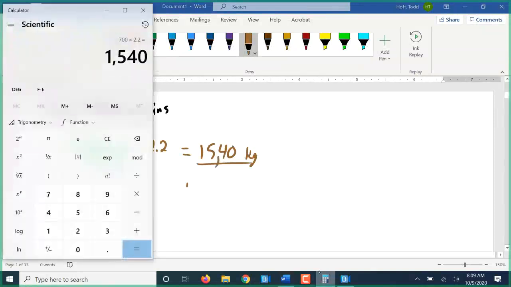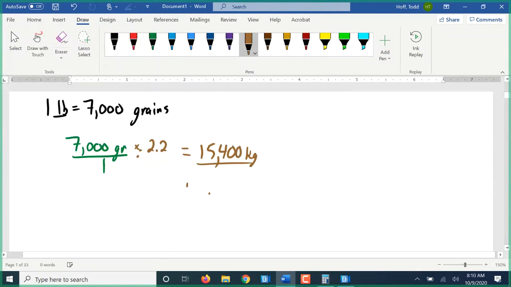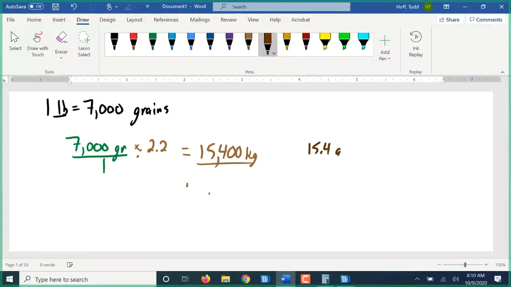7,000 times 2.2 is 15,400. Okay, let me try that again. I'm not getting my buttons to work. There we go, 15,400 grains in 1 kilogram. So if we shift that decimal point over to make that grams, there's actually 15.4 grains in 1 gram.